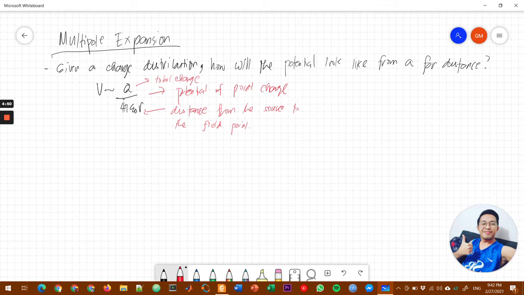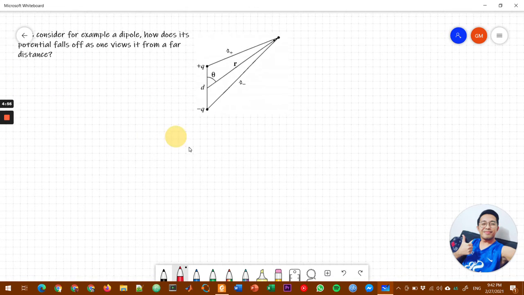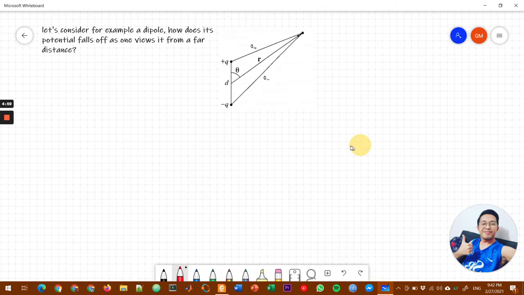Okay, so for our example, let's consider a dipole. You know what a dipole is? It contains a negative charge and a positive charge separated by a distance, let's say d. And then the question now is how its potential falls off as one views it from a very far distance. Let's say at point P, how will the potential look?